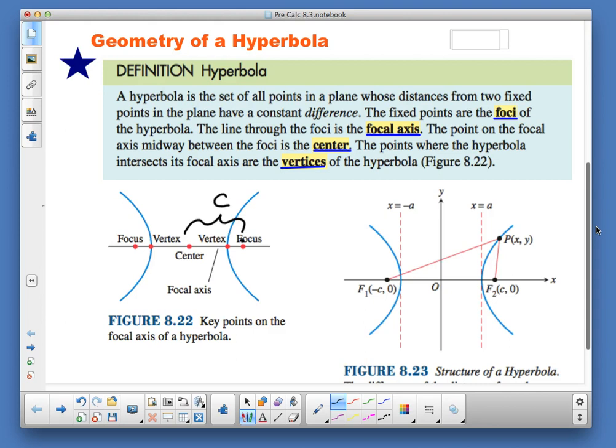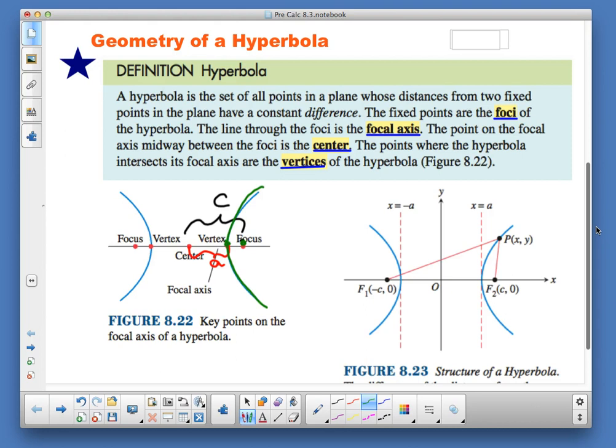Now, here's the thing. That distance is C. The distance from the center to the vertex, that distance is A. In the ellipses, A was further than C because it was the outside and C was inside the ellipse. So now today, we go back to the Pythagorean theorem the way it's supposed to be. C squared equals A squared plus B squared. Notice the subtle difference, because we're talking about C being further from the center. But if you really think about it, as you look at your ellipse, it curves around the focus, so the focus has to be further than the vertex itself. So as you reason through this, it'll make better sense, okay?